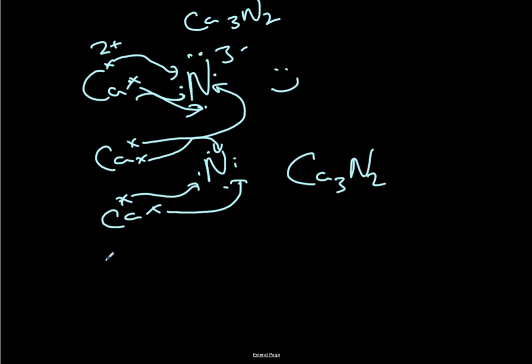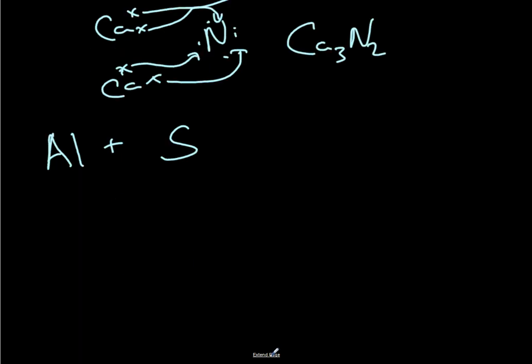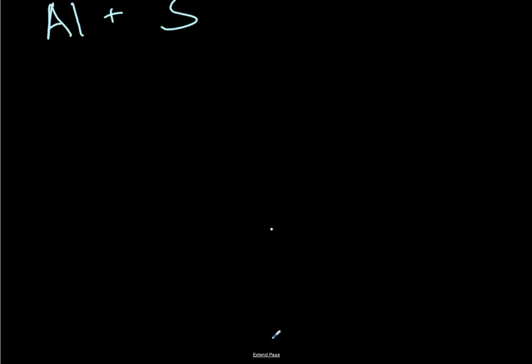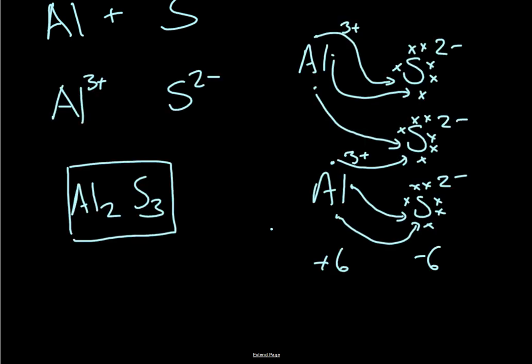Let's try one more. How about this? Let's go with aluminum plus sulfur to make aluminum sulfide. Okay, try that one on your own using whichever method works for you. Start probably with the Lewis diagrams. Okay, so have a look, check your work.